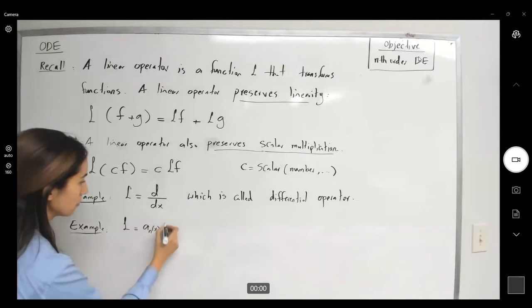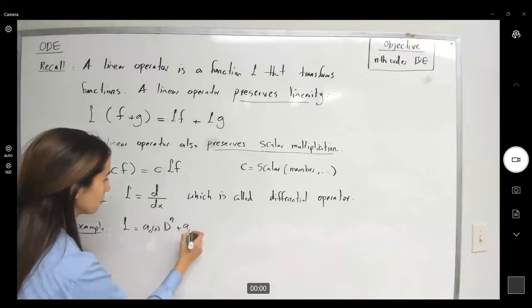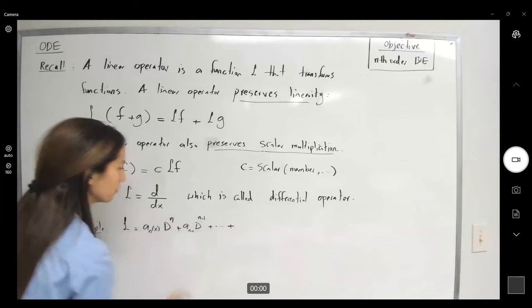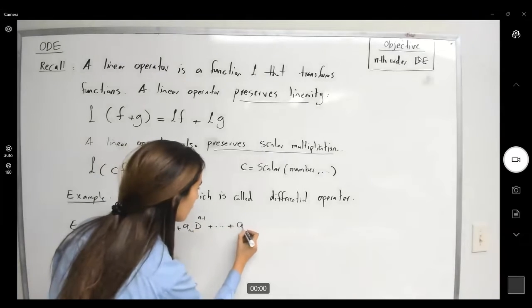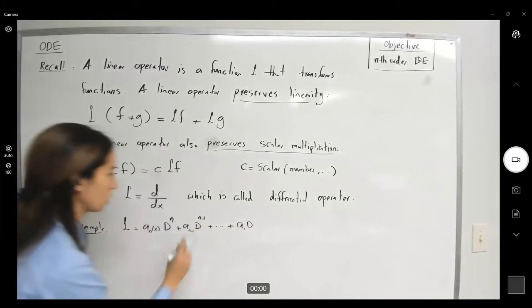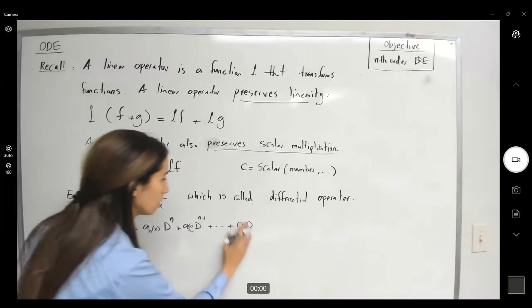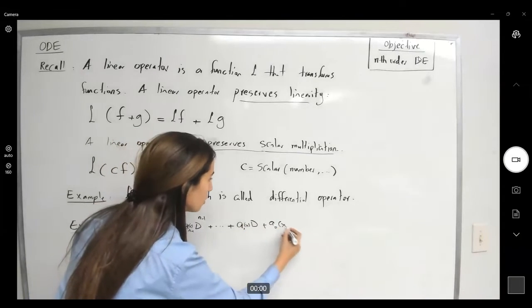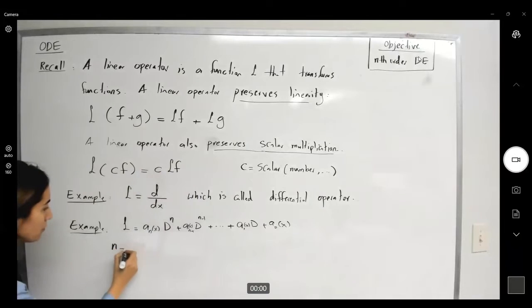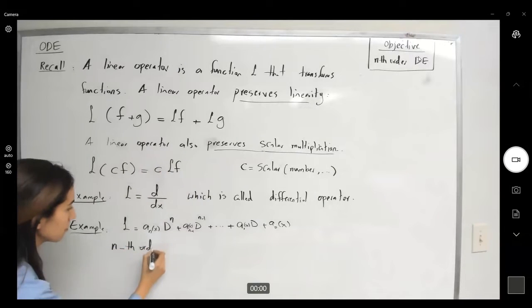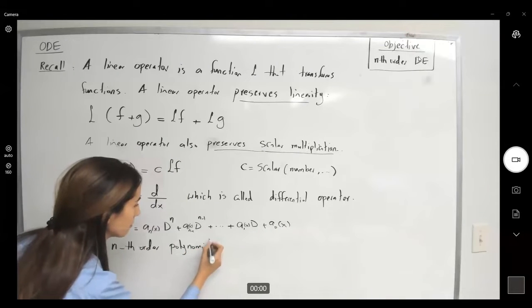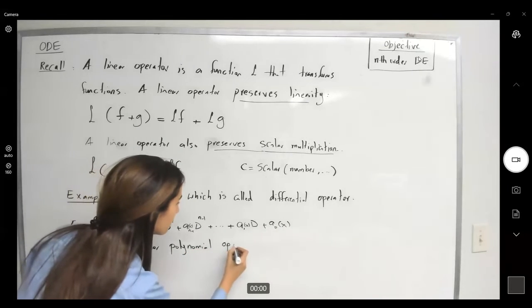a_n D^n + a_{n-1} D^{n-1} + ... + a_1 D. Let me just add x plus a_0 x. This is an nth order polynomial operator.